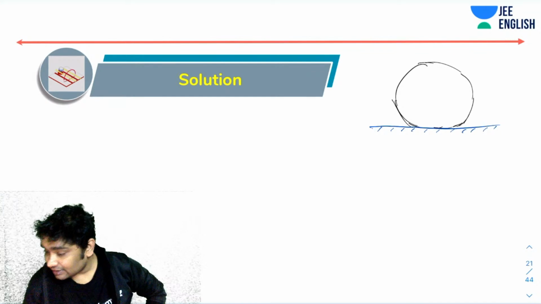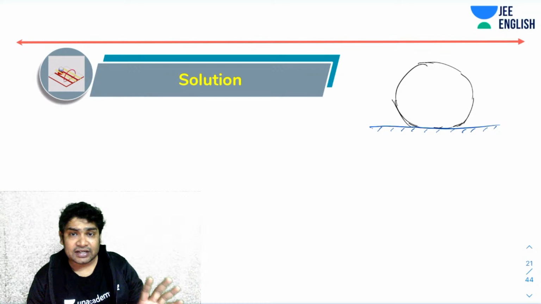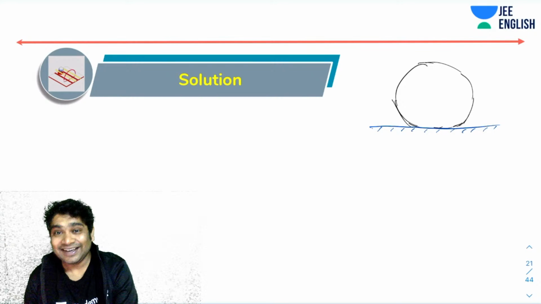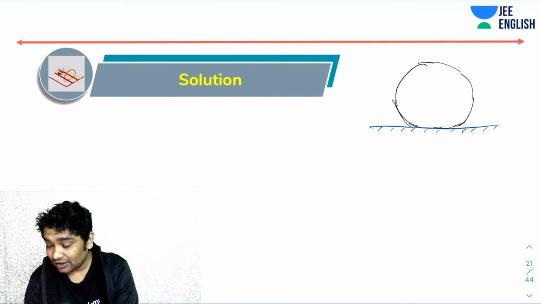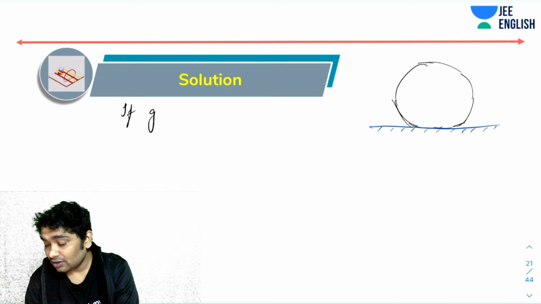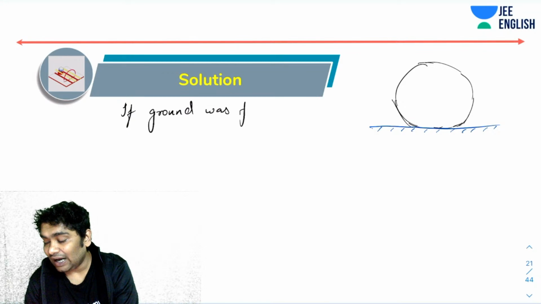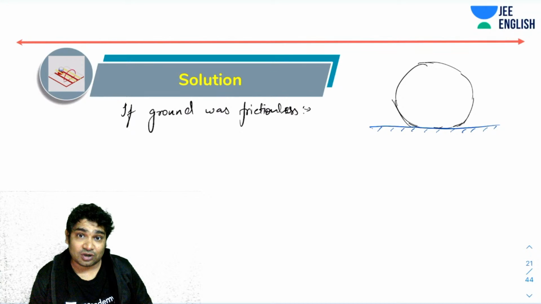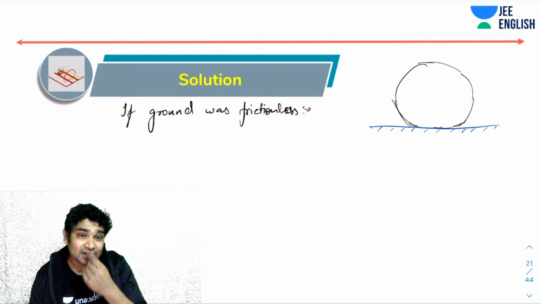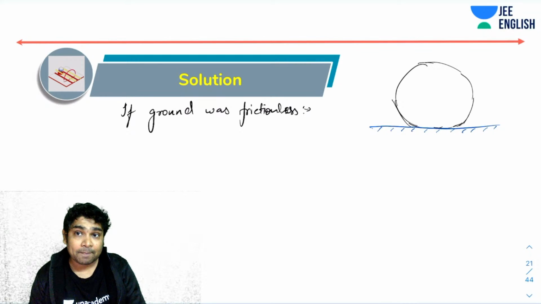Now, let's first imagine if the ground was frictionless. That is the case that I can analyze easily, and then we will see the difference. So that is what you do. If you don't know whether there is friction or not, even if there is friction, we are not certain that the friction will come into play, right?